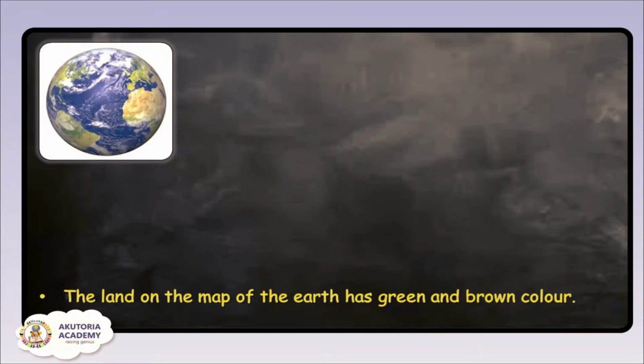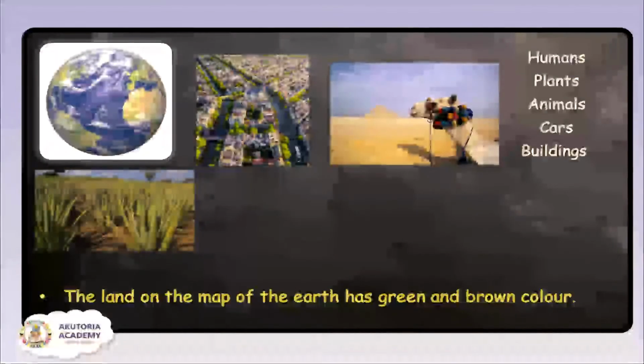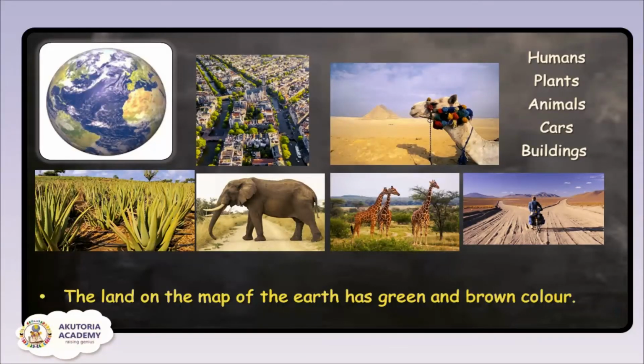The land on the map of the earth looks green in color and in some areas brown. Where the land looks green is because of the trees and the grasses around that area. Anywhere we see the land looking brown, it's because of the sand in that area. That means there is a lot of sand in that area. We can find animals on land. We can find plants growing on land. We can also find buildings, cars, buses, and every other thing we know we can see on land.